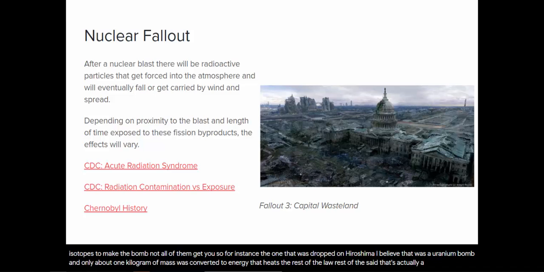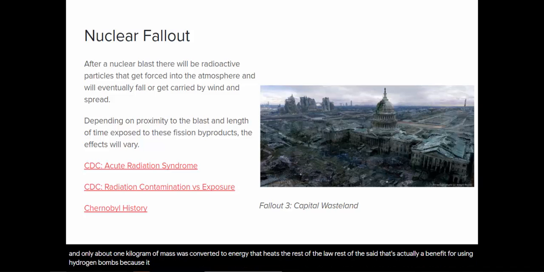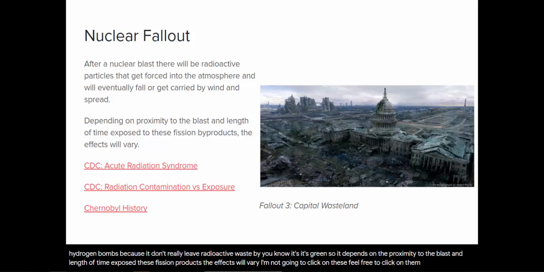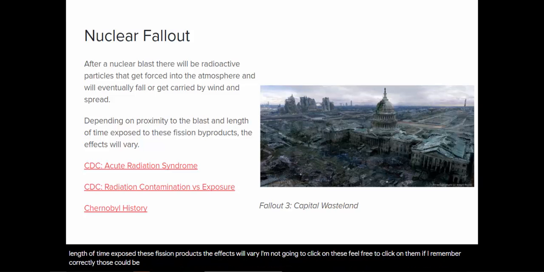That's actually a benefit of using hydrogen bombs, because they don't really leave radioactive waste behind. It depends on the proximity to the blast and length of time exposed. With these fission byproducts, the effects will vary. I'm not going to click on these. Feel free to click on them. If I remember correctly, those can be relatively traumatizing.